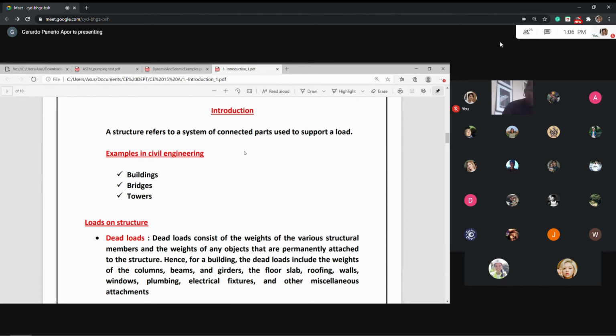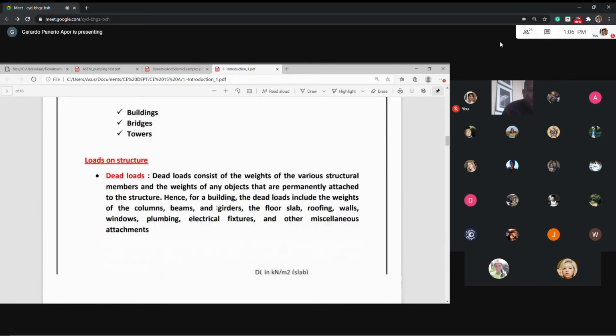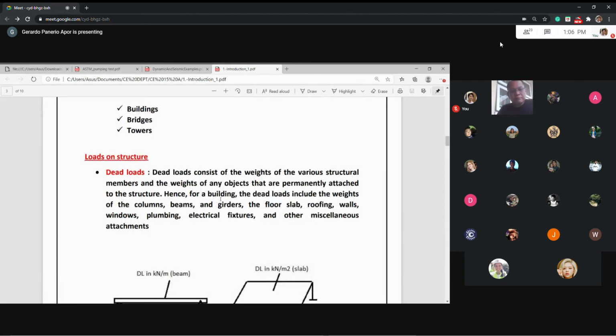Now, the loads on the structure. Dead load. Dead load is not the dead person, although a dead person is also a dead load, since they cannot move. So, in the context of structure, dead loads consist of the weights of the various structural members.